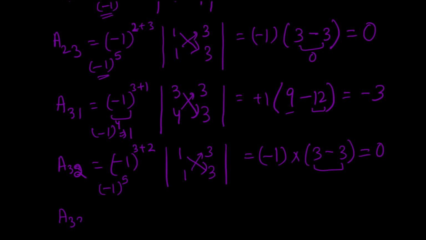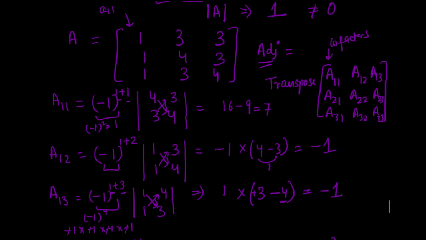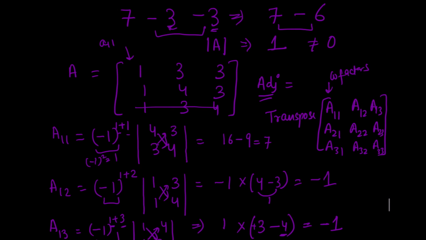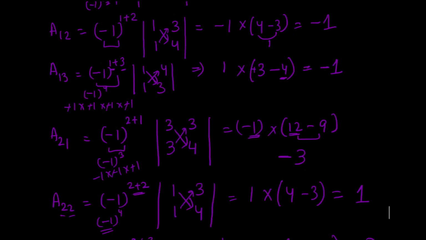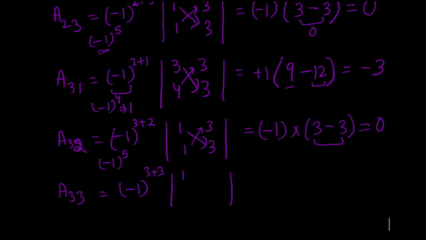The last one is A33, which is again minus 1 to the power 3 plus 3. You have to find the determinant for elements other than row 3 and column 3. So you get 1, 3 and 1 and 4. Now this is minus 1 to the power 6. So the answer is plus 1 times, this will be 1 times 4 is 4 minus 1 times 3 is 3. So 4 minus 3 is 1.